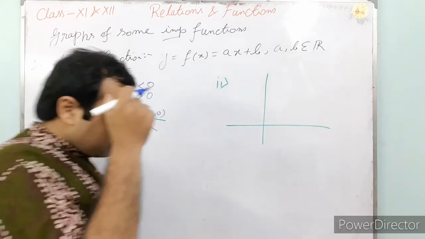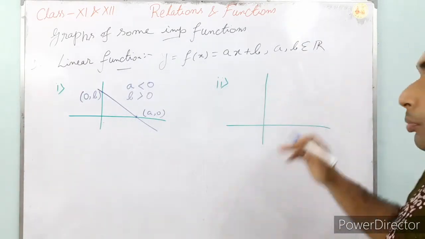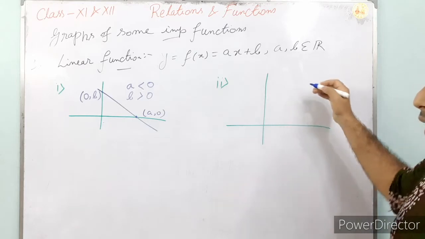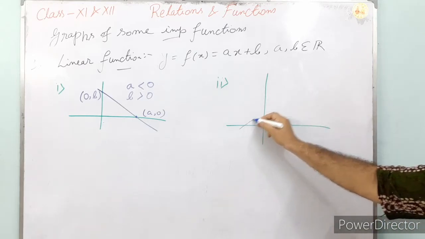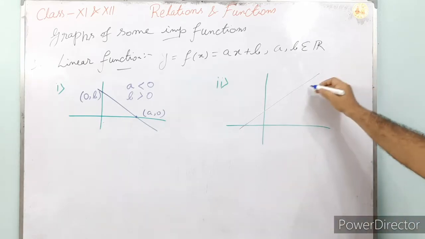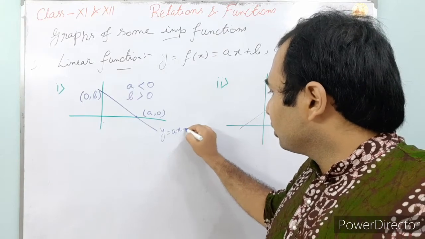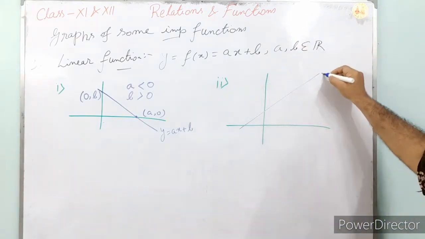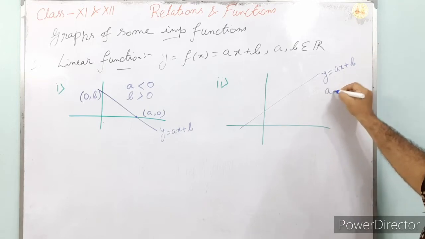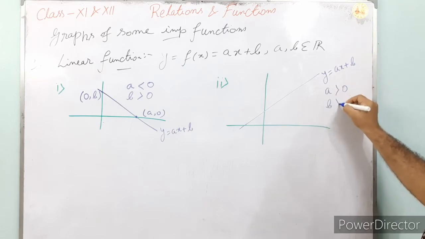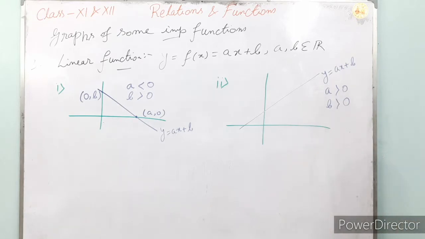Now if a and b are both positive, then the line will be like this. This is also y equals ax plus b, but here a is positive and b is also positive. Both are positive here.